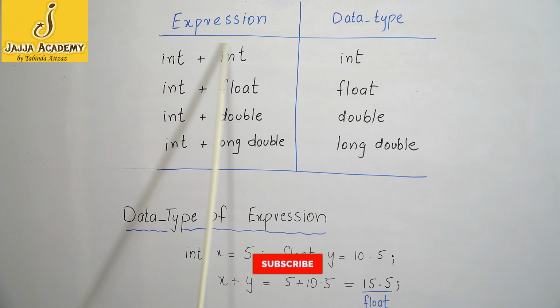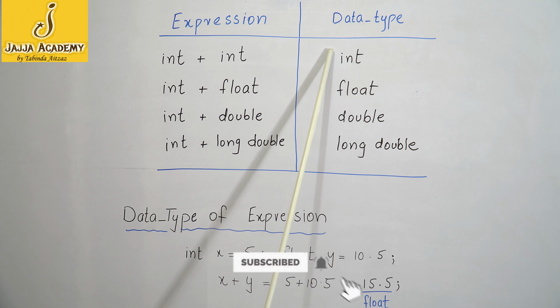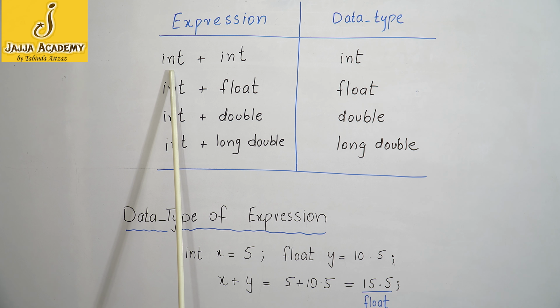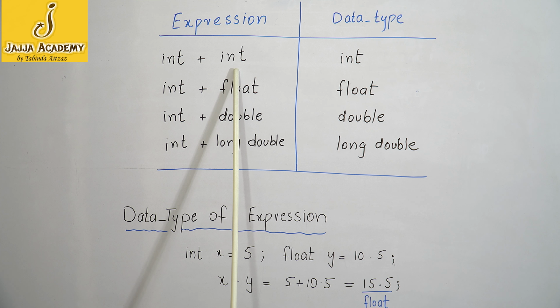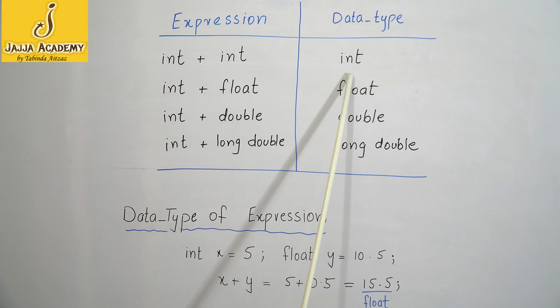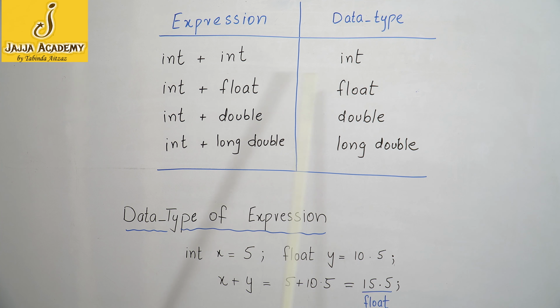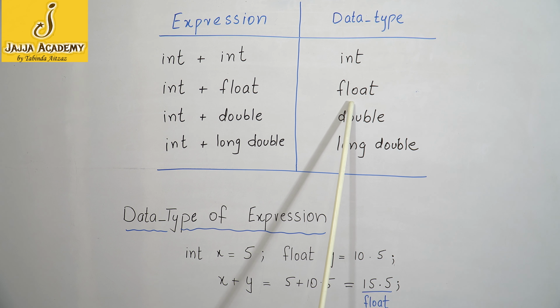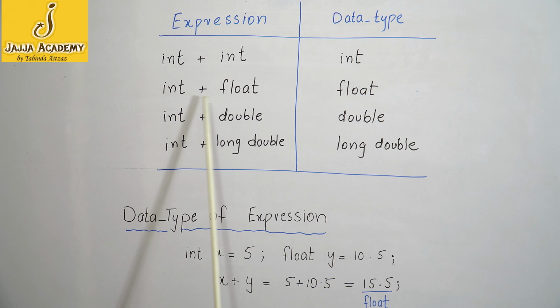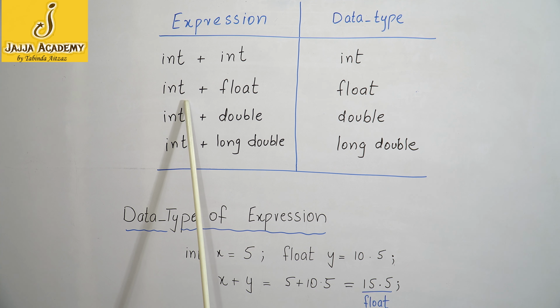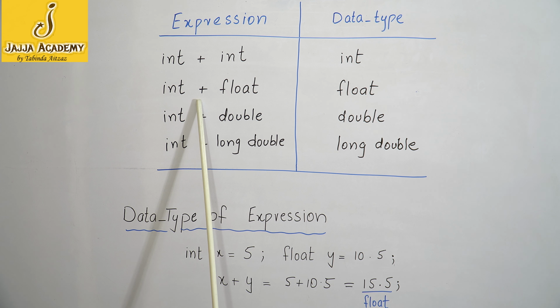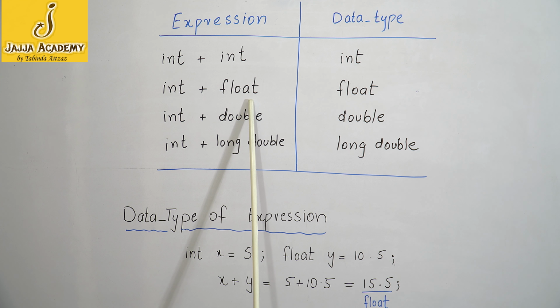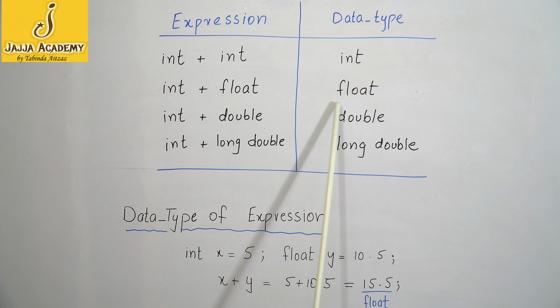This table shows expressions and the data type of each expression. If an expression includes operands having the same data type, then there will be no change in the data type of that expression. But if an expression has operands with different data types, then the data type of this expression will be the larger data type. For example, float data type is larger than the integer data type, so the resultant value generated after the evaluation of this expression would be in the larger data type.